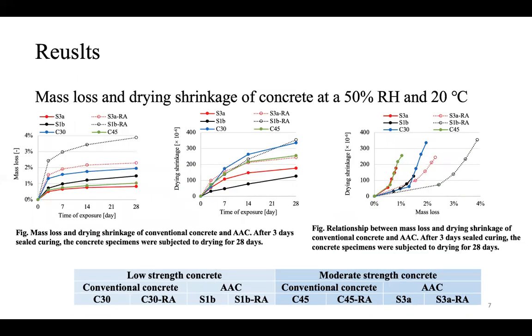This slide shows the mass loss and drying shrinkage of concrete specimens. In the first figure, we can see that the mass loss of the specimens under drying was greater for low-strength concrete than for moderate-strength concrete. It is also greater for concrete with recycled aggregates than that with natural aggregates.